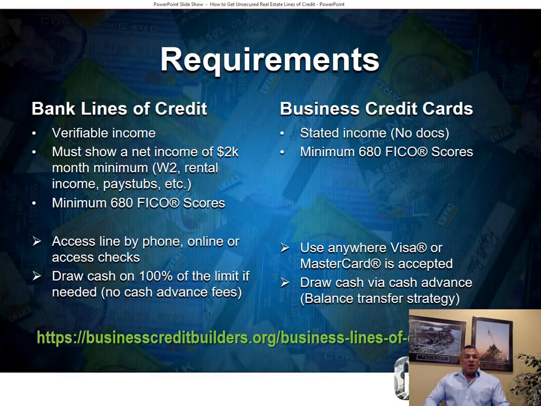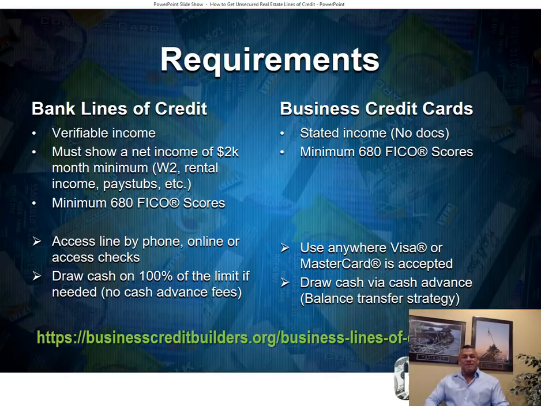Now, the requirements. What does it take to qualify for both of these or one of these types of lines of credit? On the bank lines of credit side, these are individual bank lines of credit, completely unsecured. So what banks are looking for, because this is an individual bank line of credit, is they want to see how creditworthy you are. So you've got to have good personal credit, 680 FICO scores. You can get away with a 670 or higher, but you want a 680 on all 3 of your credit reports. Now the key though is your income.